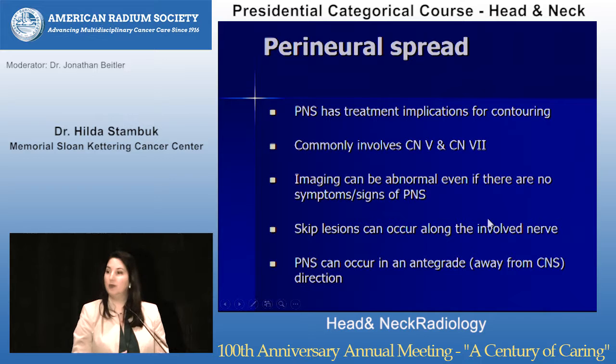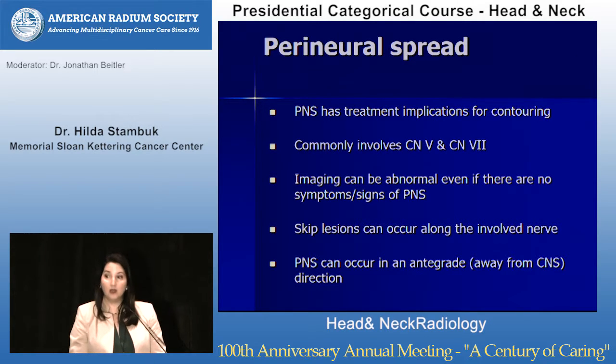I want to quickly cover perineural spread of disease. It's very important for head and neck imaging. It obviously has treatment implications. We commonly see cranial nerve 5 involved and less so cranial nerve 7. It's so important to understand that patients can be asymptomatic, but we can see the perineural spread before you recognize it on clinical examination, so really rely on imaging. If the tumor is near where a nerve is, you want to image that.